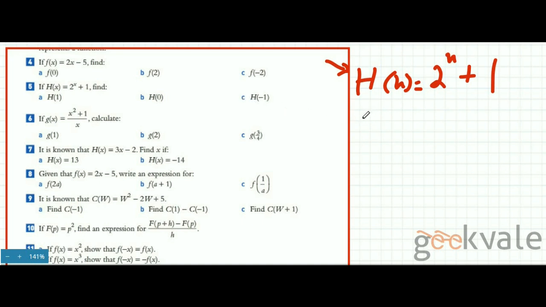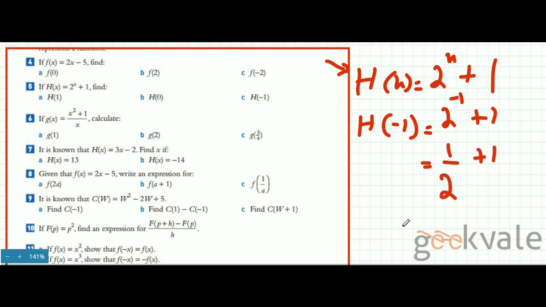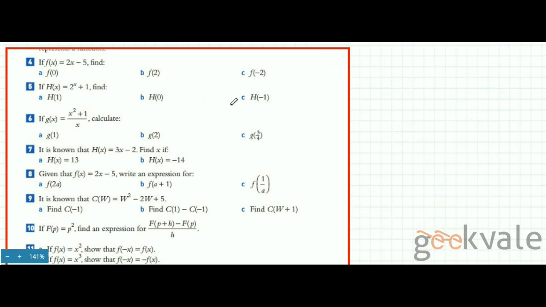H of minus 1 I want to evaluate, so I just replace x with minus 1. 2 to the power minus 1 plus 1. The exponent is negative, so shift that to the denominator to make it positive, plus 1. Half plus 1 is 1.5, which is 3 over 2. H of minus 1 is 3 over 2. You can practice questions A and B the same way.